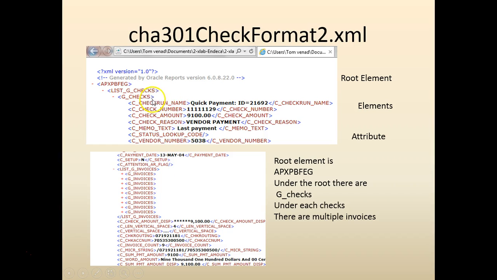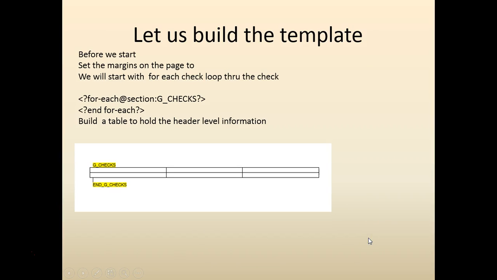multiple invoices, and there is the check. Under the check you have the check amount, under the invoices you have invoice details, and finally you get the formatted data in the XML itself. I would recommend printing as many details as possible in the XML rather than building the formatting inside the Word template. So let's get started.